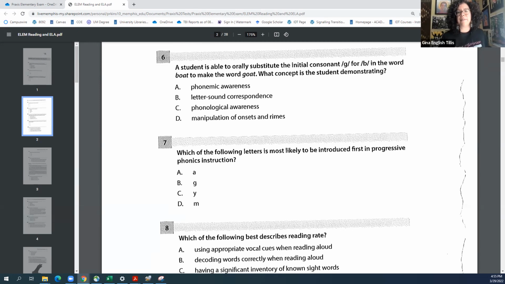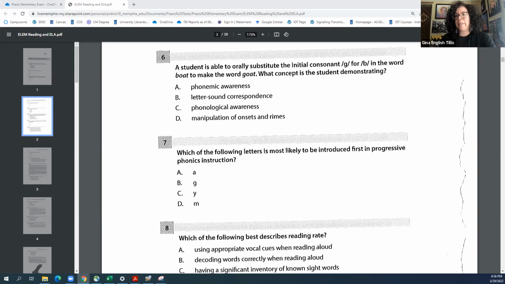What concept is a student demonstrating? Does anyone else? We have Mia. Mia, what concept is a student demonstrating? I took a guess on this one and said D, manipulation of onset and rhymes. The reason I picked that is we're changing that first sound and replacing it with another sound, but it's the same rhyme.